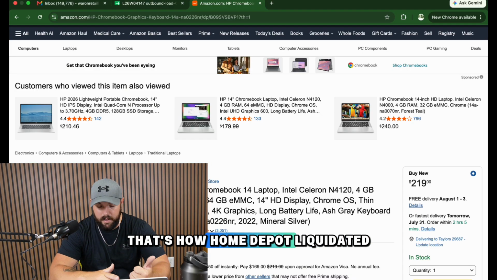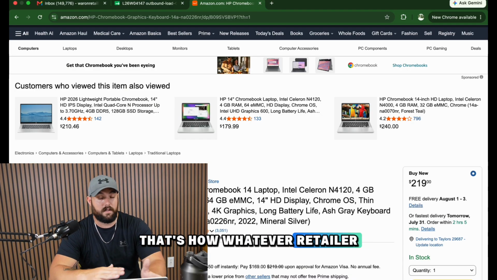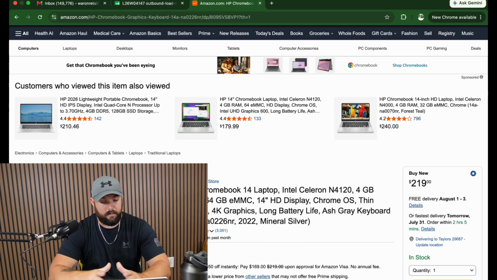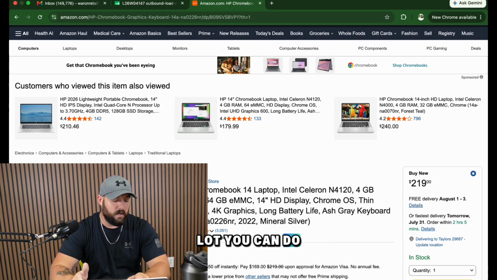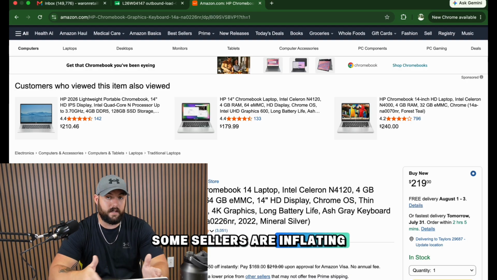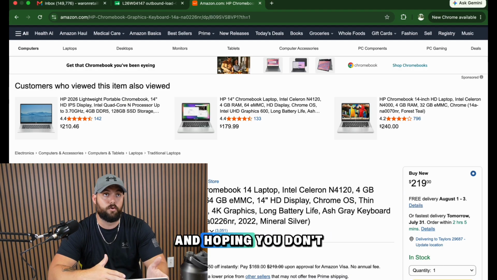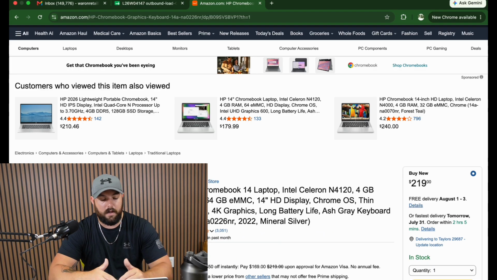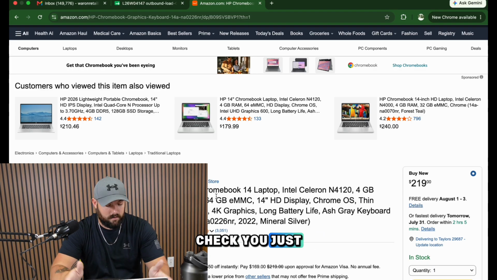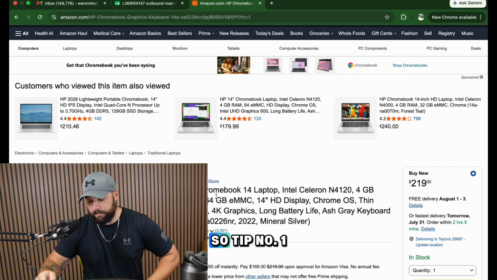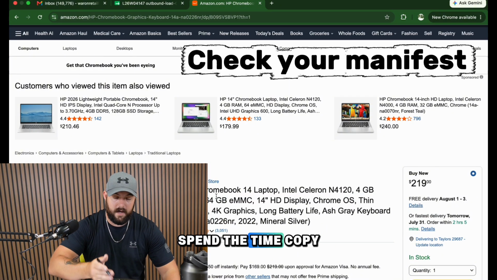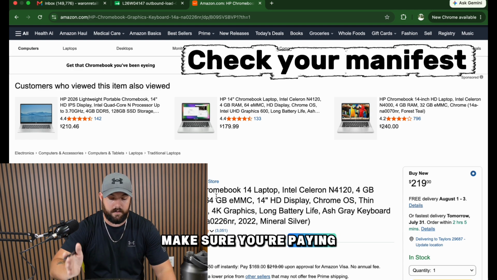That's how Home Depot liquidated it. That's how whatever retailer liquidated it. Harbor Freight used to be really bad at it. There's not a whole lot you can do. Some sellers are inflating the manifest artificially and hoping you don't check, because that 10% sounds really good for that laptop. And if you don't check, you get screwed really quickly. So tip number one is check your manifest, spend the time, copy paste, and make sure you're paying the percentage you think you're paying.